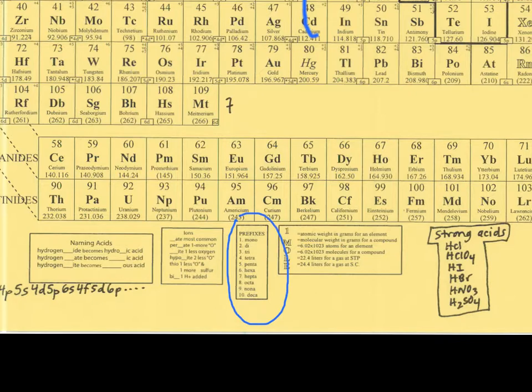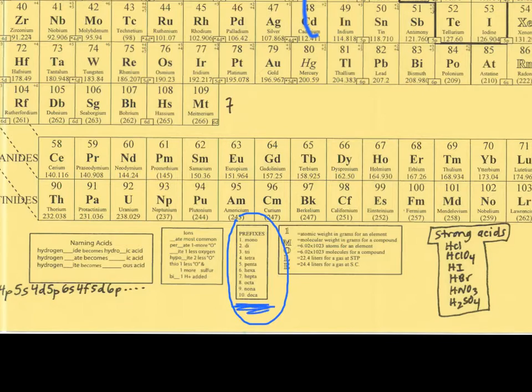So if you need one atom, it's mono. If you need two, it's di. 3 tri, 4 tetra, 5 penta, 6 hexa, 7 hepta, 8 octa, 9 nona, and 10 deca. So you will always have this on the periodic table, but I am guessing that you already know some of these prefixes.